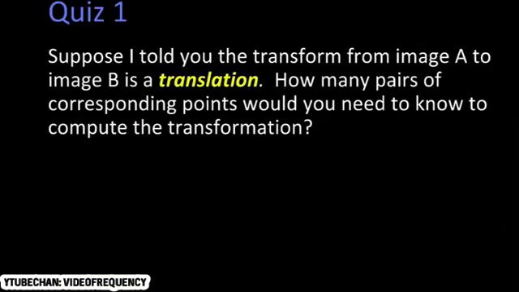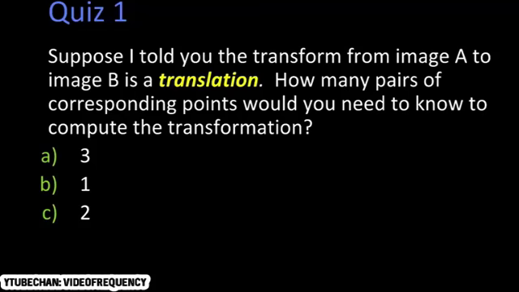Now I want to do a little series of quizzes that relate the transformations to points. So here's quiz number 1. Suppose I told you the transformation from image A to image B is a pure translation. How many pairs of corresponding points would you need to know to compute the transformation? By pairs of points I mean pairs of corresponding points, meaning I've got a point in A and a point in B, and that's a single pair of corresponding points. So the question is, how many pairs would I need in order to figure out the translation?